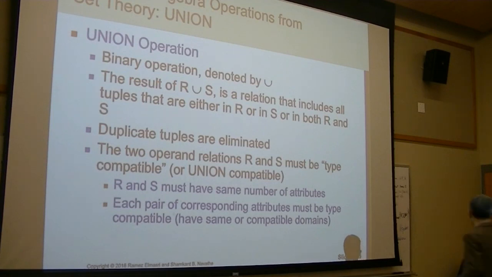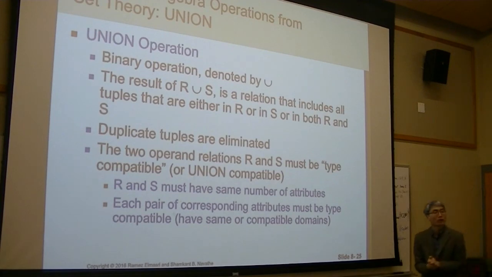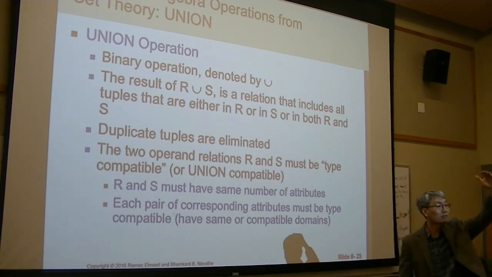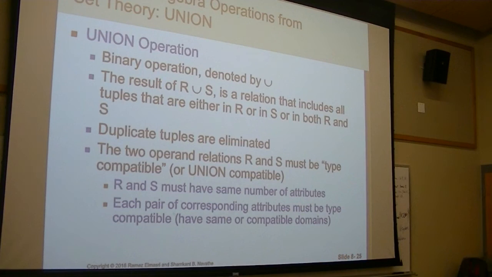Next one, what time is it? 46. So next, we talk about union and binary operations, because the relational model comes from set theory. Sets have a lot of operations: union, intersection, minus, and so on. Such set operations will be used for relational algebra operations.